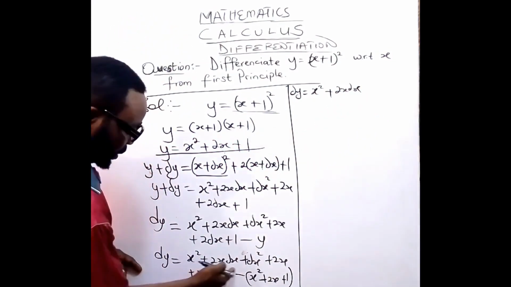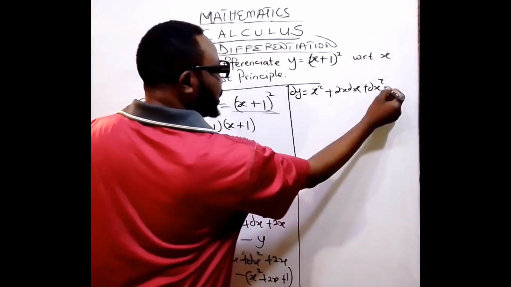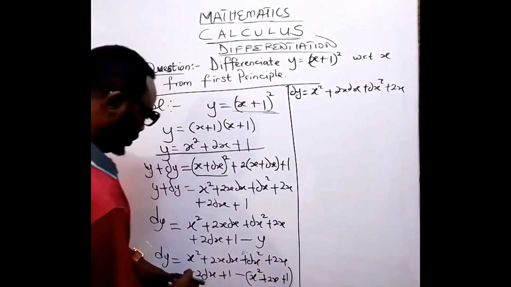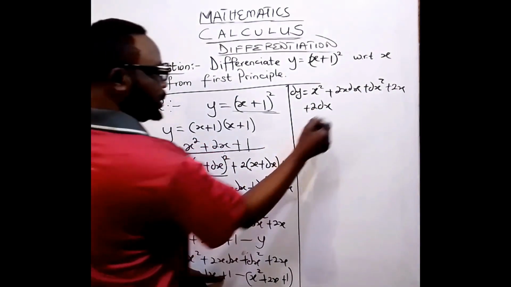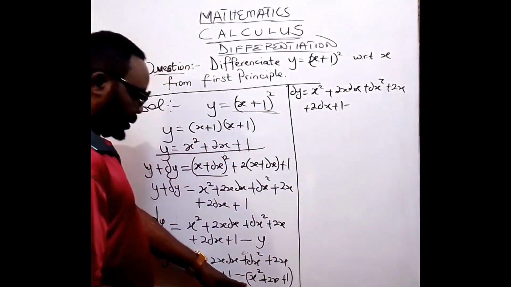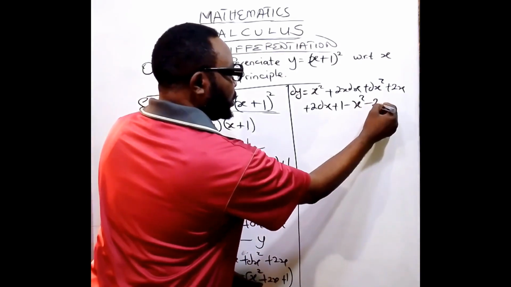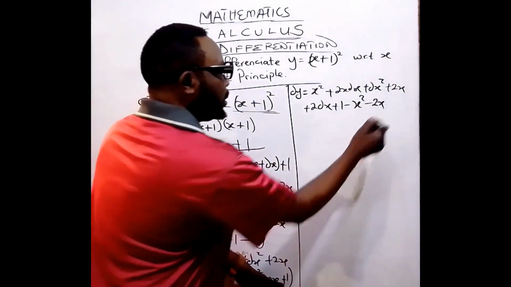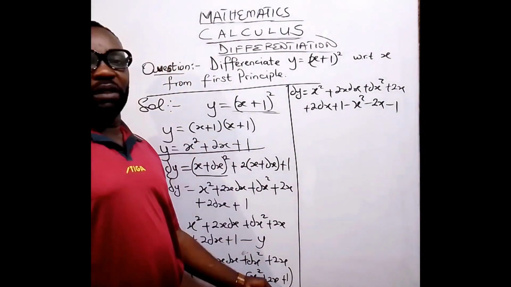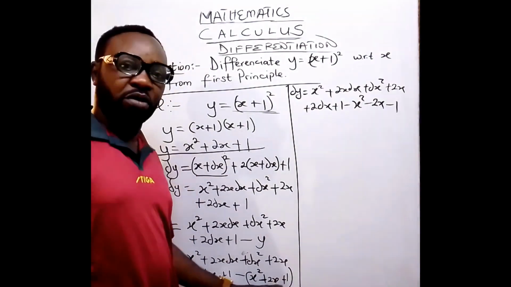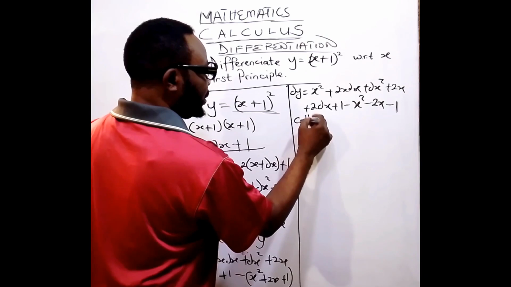So I move ahead now to have y equal to x squared plus 2x dx plus the x squared plus 2x plus 2dx plus 1, minus x squared, minus times plus 2x, minus 2x, minus times plus 1, minus 1. Now, we have been able to apply this negative value to have effect on each of these terms inside this bracket. So we move ahead to collect like terms now.